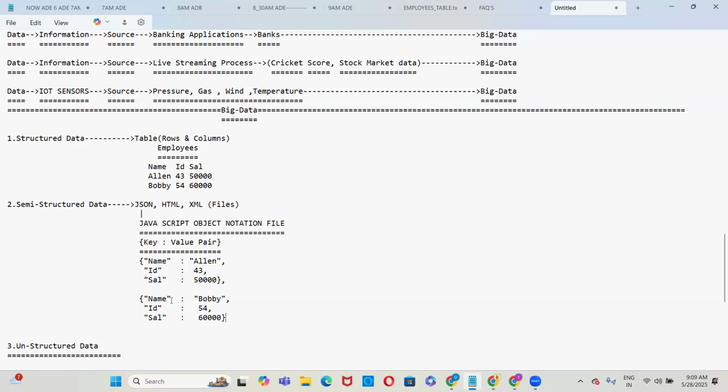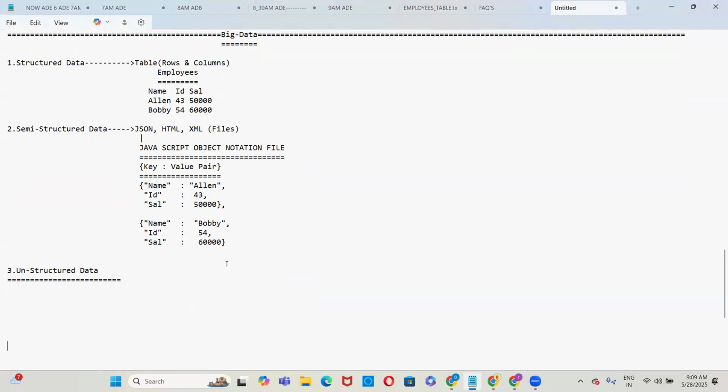So we can say this is the key, this is the value, and both together are called a key value pair, guys. Hence, this is called semi-structured data.